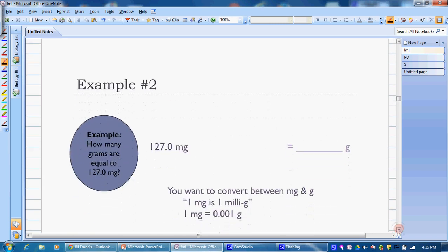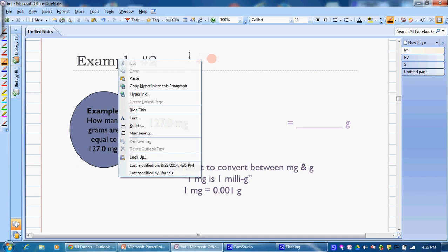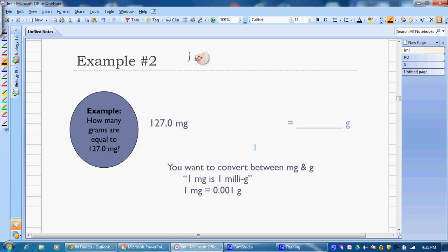So here's another example real quick. How many grams are equal to 127 milligrams? So which one's bigger? The gram. So we write 1 gram. 1 gram is equal to 1,000 milligrams.